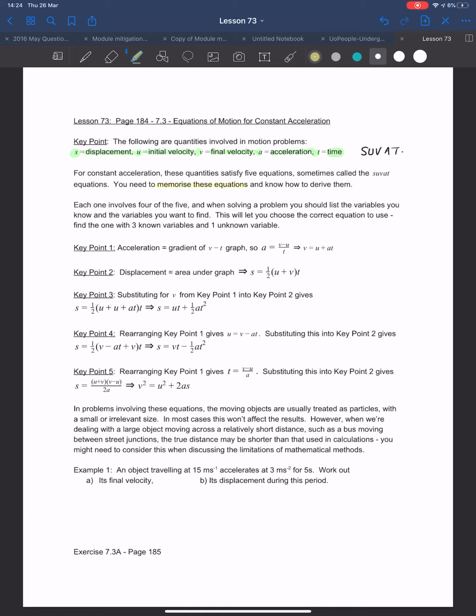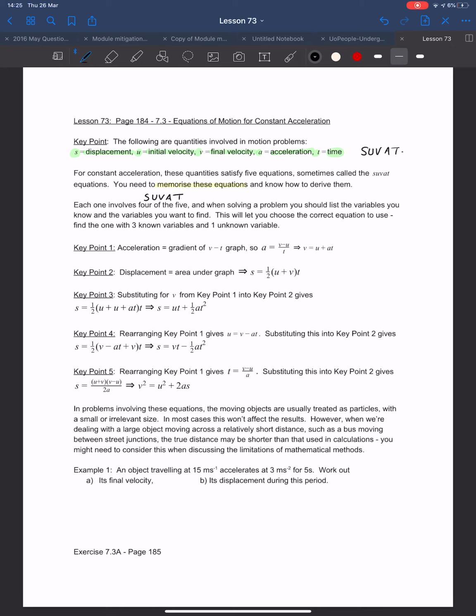Each one involves 4 of the 5. By that it means 4 of the 5: displacement, initial velocity, final velocity, acceleration or time. So each equation has got 4 out of 5. So if you've got 3 of them, you can always work out the 4th. When solving a problem, you should list the variables you know and the variables you want to find. Then you choose the correct equation, the one with 3 of the knowns and the one unknown.